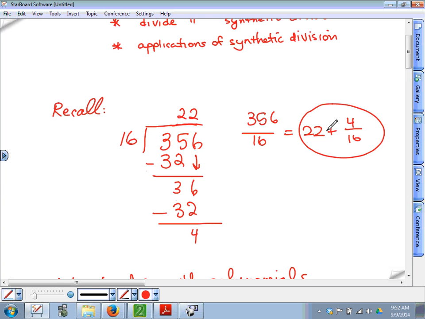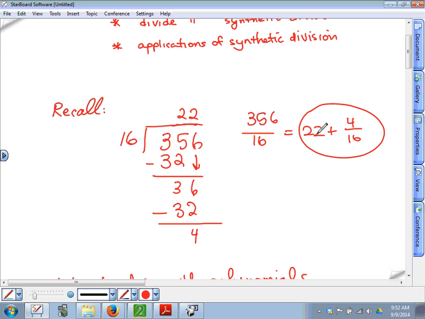So the way that you would interpret this is 22 goes into 356 how many times evenly? It goes in 22 times evenly. And if there's a remainder of 4, that means there's a quarter of 16 left over because there's a remainder. Does that make sense? That's where this quarter comes in, 4 over 16. If the remainder is 4, it goes in a quarter more times, which is 1/4.